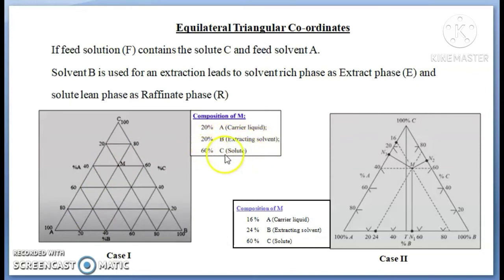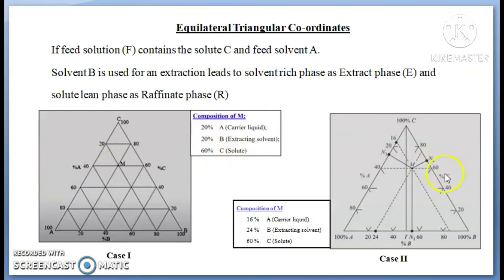And the solute C is 60%. Here is 100% C, and this kind of line is 80% of C, then 60% on this line. So point M also lies on the 60% C line. That's why we can determine the solute concentration C as 60% at point M.